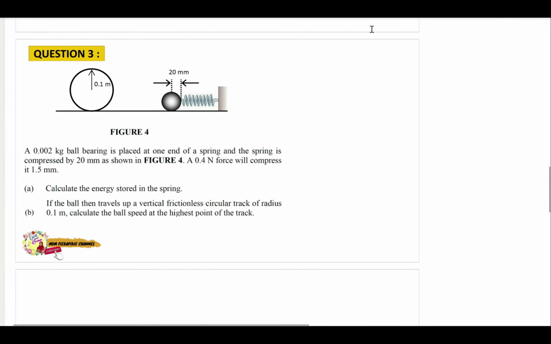Alright, so let's proceed to the third question. So here we have a 0.02 kg ball bearing placed at one end of the spring here. Okay, this is the spring and the spring is compressed by 20 millimeter. So I will take out all the information given. 0.02 kg, sorry, this one is the mass of the ball bearing, and the compression which is 20 millimeter, right? 20 times 10 to the negative 3 meter. Okay.